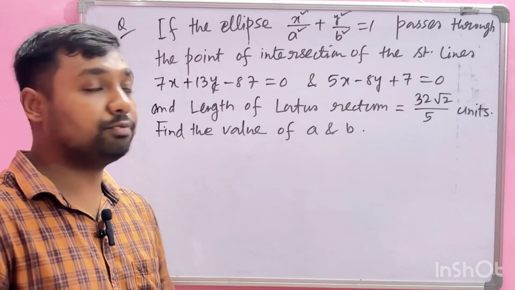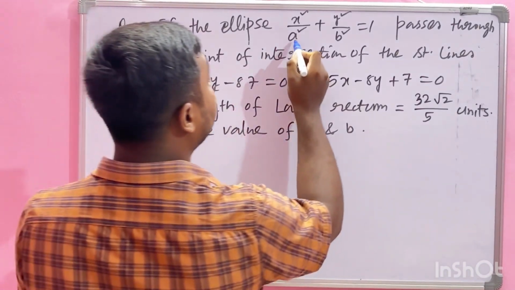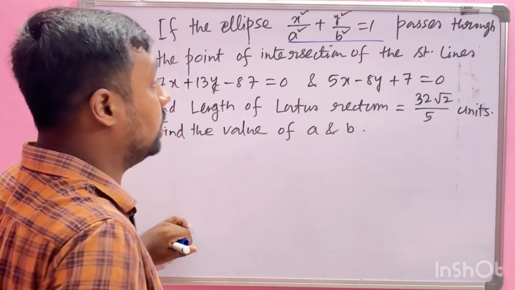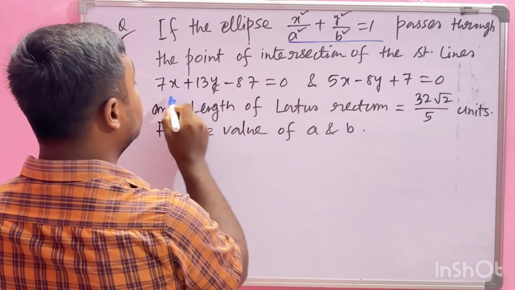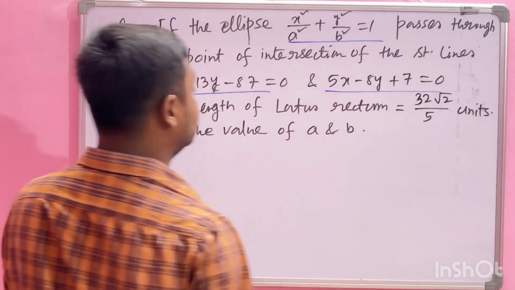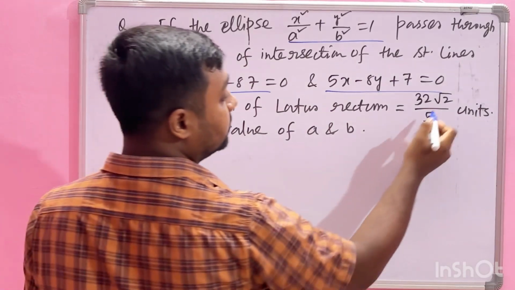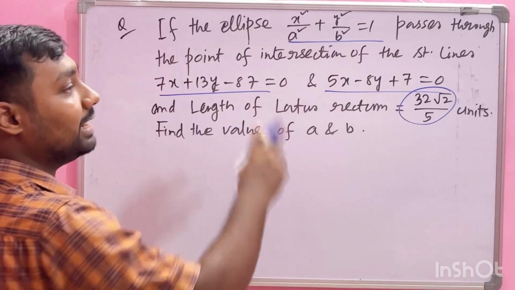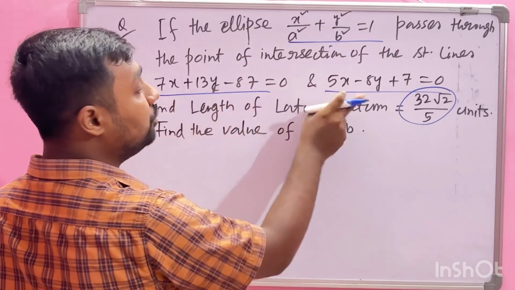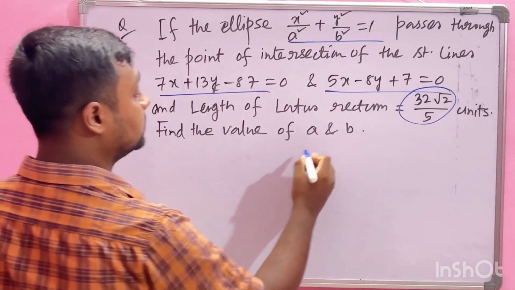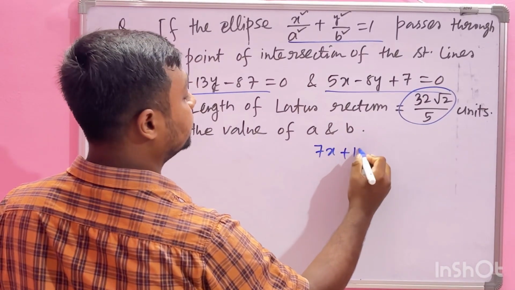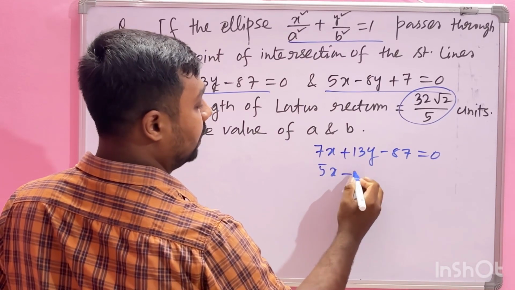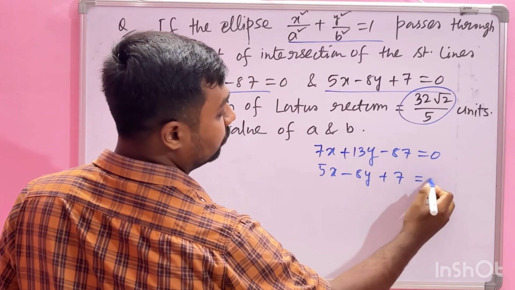So let's discuss another problem. The problem says the ellipse x²/a² plus y²/b² equal to 1 passes through the point of intersection of these two straight lines, and the length of the latus rectum is 32√2/5. Since the ellipse passes through the point of intersection of the two straight lines, let's find the point of intersection. The lines are given as 5x minus 8y plus 7 equal to 0 and the other.